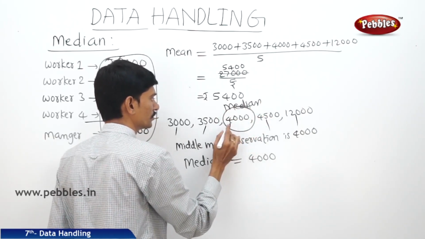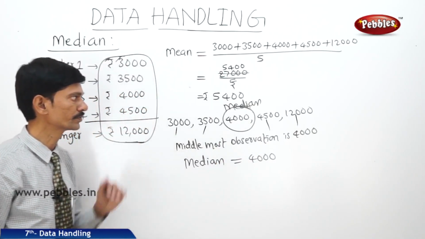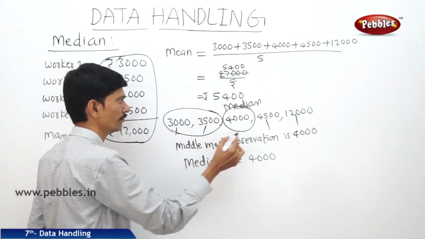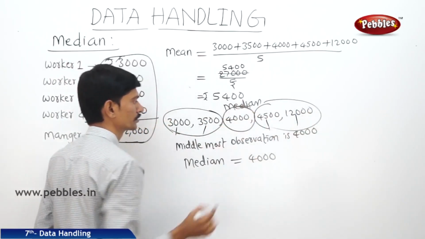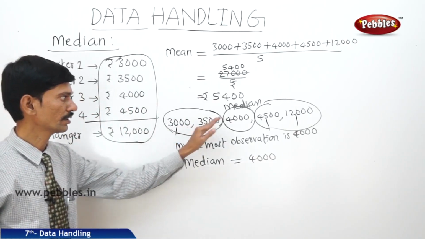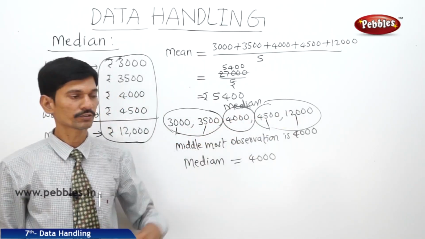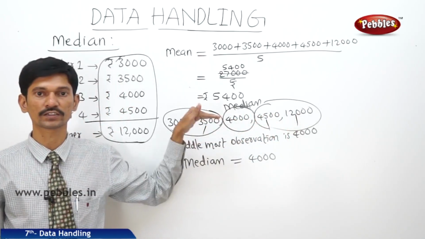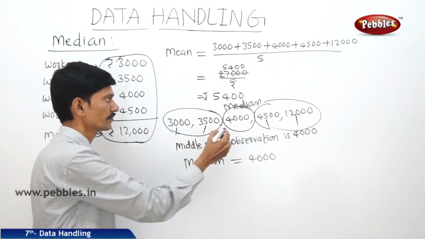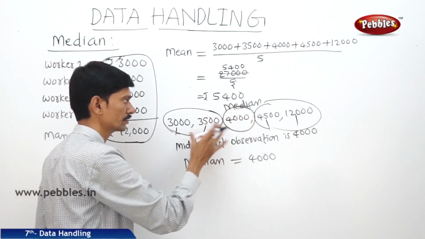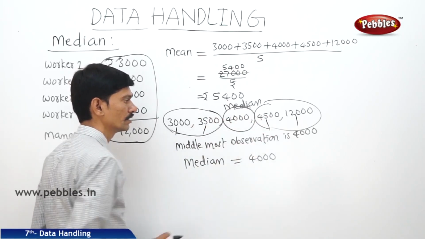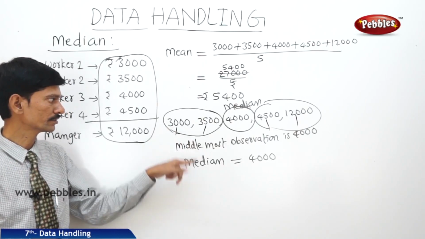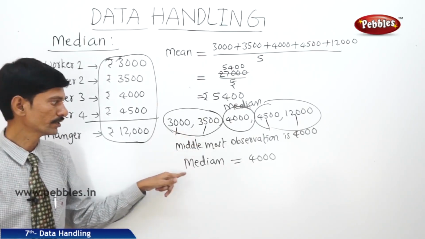The median 4000 divides the observations into two groups of equal number of observations. So the two groups are 3000, 3500 and 4500, 12000. The extreme value will be the last if you arrange all the observations in the ascending order, and this median separates the given observations into two groups. In each group there are the same number of observations. So here the total number of observations is 5, which is odd, then we get the median.